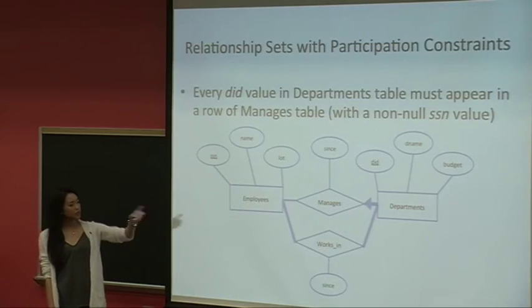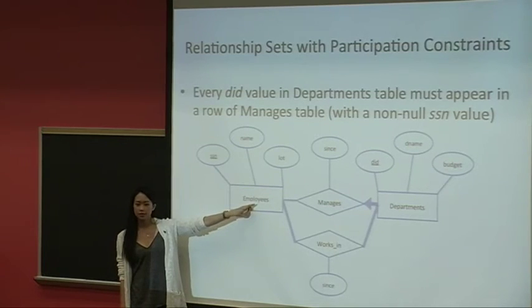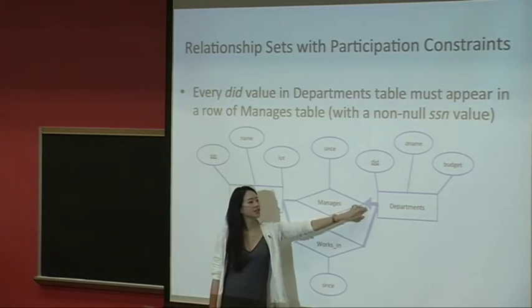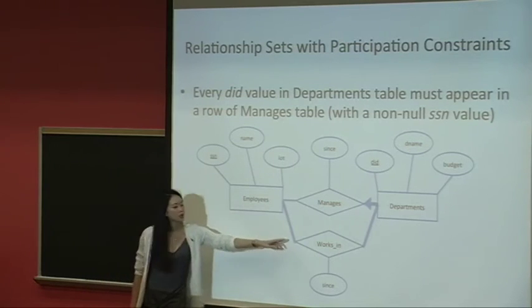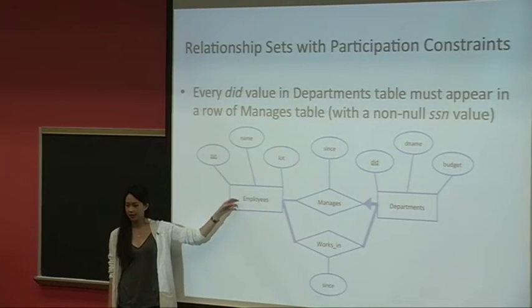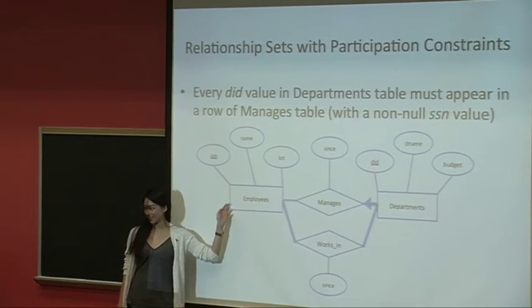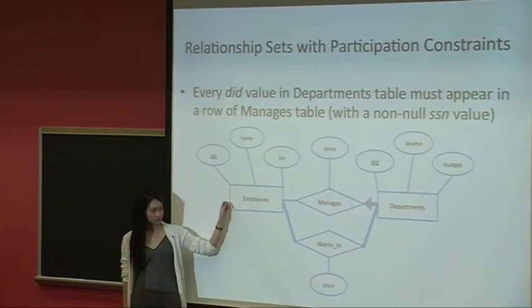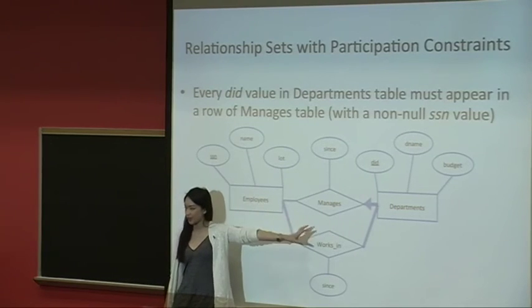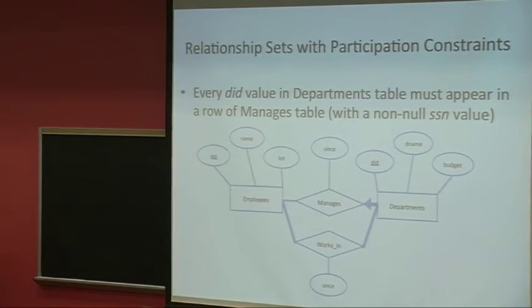Okay, so if we think about for each department, how many employees can they have to manage it? Exactly one, right? Because it's a thick line, an arrow. How about for each department, if we consider the works in, then what is it? At least one, right? For each department, there is at least one employee working in it. And the other way around, for each employee, he should work in at least one department, okay? So that's for this thick line. No problem? So how will we translate that?